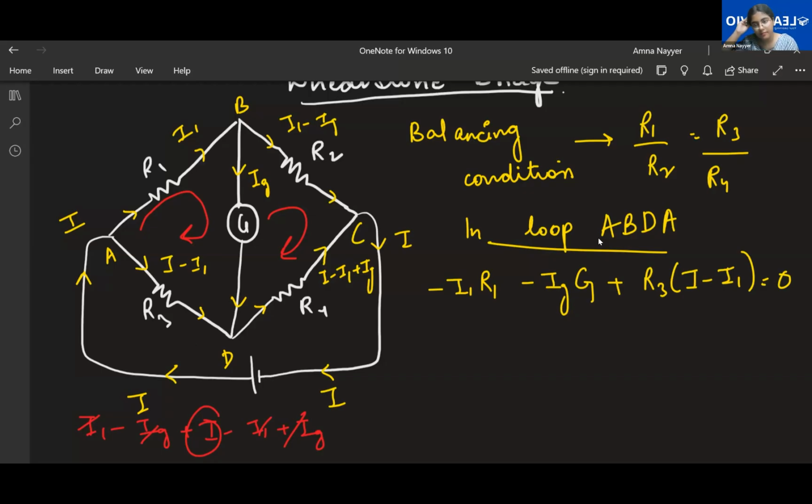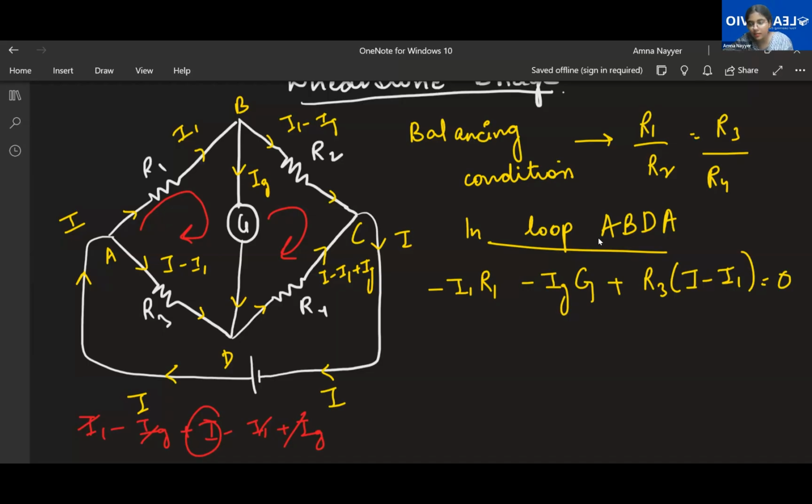Ma'am, that G is also a resistor. It's the resistance of the galvanometer. Yes, that's the resistance. What is a galvanometer? A galvanometer is a device that detects current, whether current is present in your circuit or not.